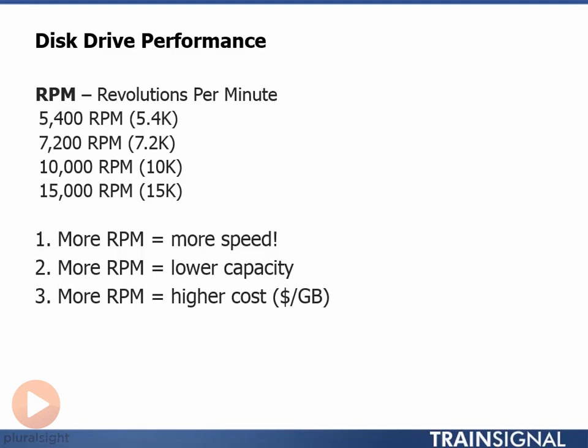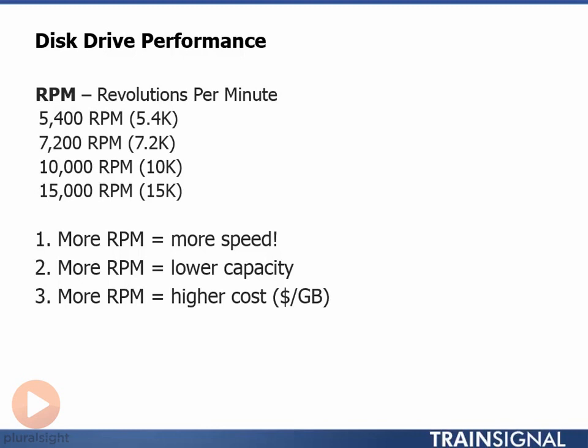You may have some applications that require ultra-low response times. They would want the faster drives, let's say 15,000 RPM, whereas other systems that don't quite require the same performance might be happy sitting on 5,400 or 7,200 RPM drives.